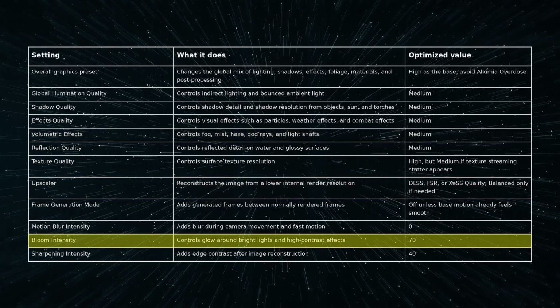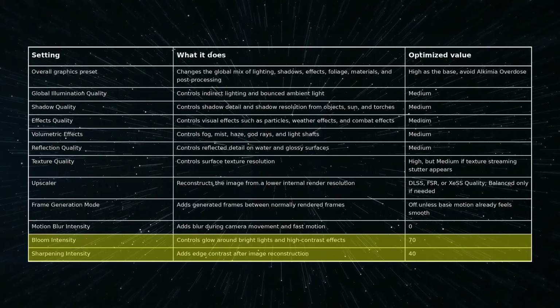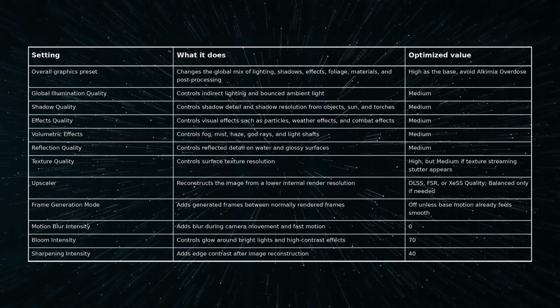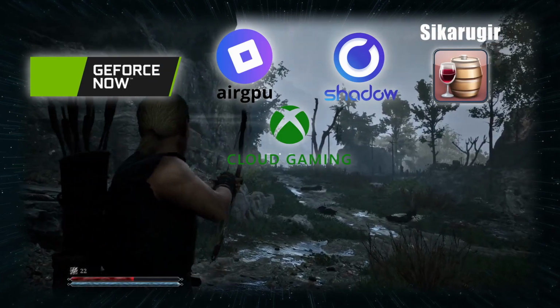Also, keep bloom around 70 with sharpening around 40. That keeps the image readable while smoothing out wide vistas, rain, and dark indoor fights. For further performance gains, try the rest of the optimizations you see here. The other methods are a variation of this theme.